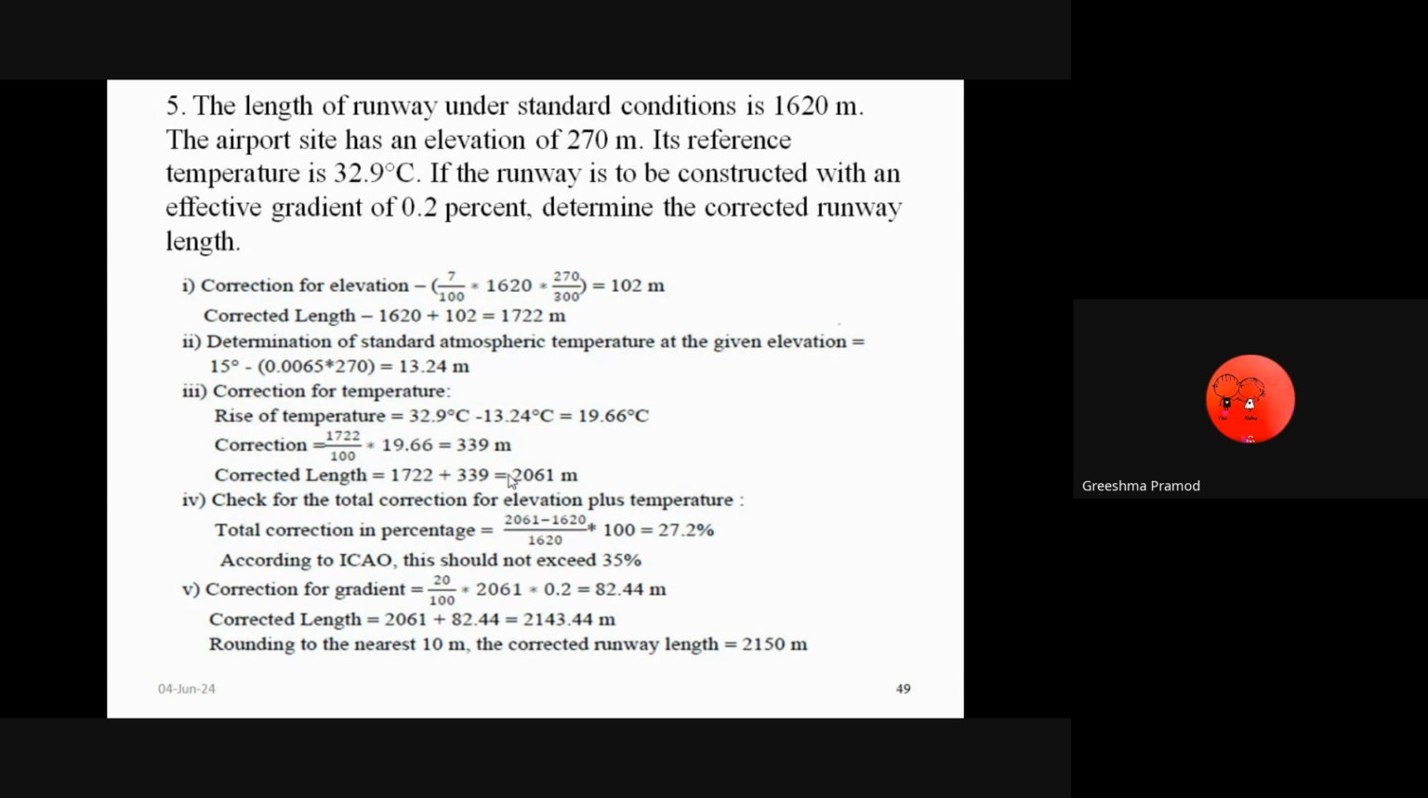So total correction എന്ന് പറയുമ്പോഴത്തേക്ക് corrected runway length minus the length of runway divided by the length of runway which is given to you in the question into 100. So your value should not exceed 35% according to ICAO. Okay.